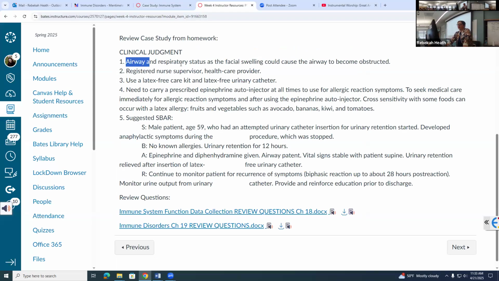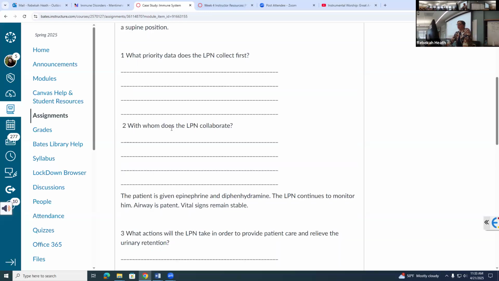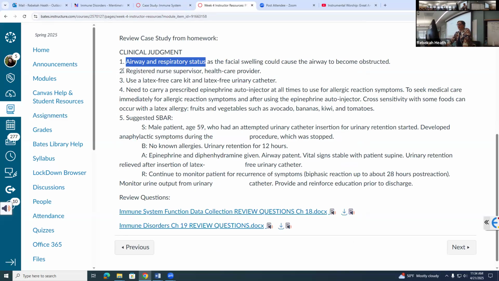Most of you guys had it, right? Airway and respiratory status. I'm so proud of you guys. You really are doing such a good job of identifying what is the priority nursing assessment and the priority interventions. Who do we collaborate with? Registered nurse, supervisor, the healthcare provider. Tracy, I think you're the one that said maybe rapid response in your answer, which was so good because depending on where you're at, this is a severe issue. We want to make sure we're notifying people.